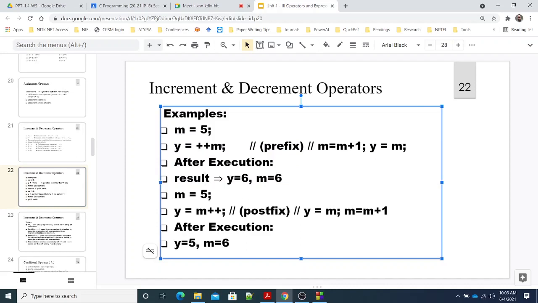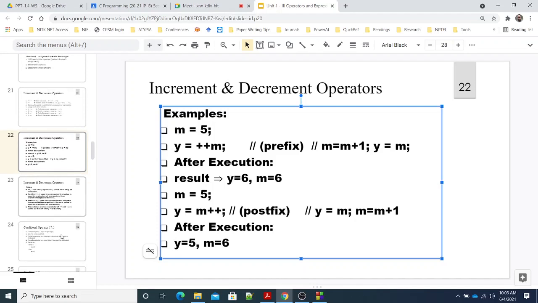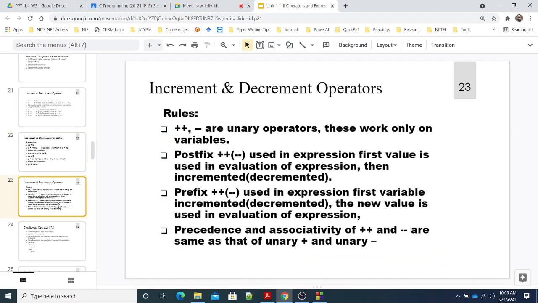So that is the difference in the behavior of pre-increment and post-increment operators. Both are increment operators, but if it is applied in a pre-increment manner, it behaves like this. If it is applied in a post-increment manner, it behaves like this. Any doubt?